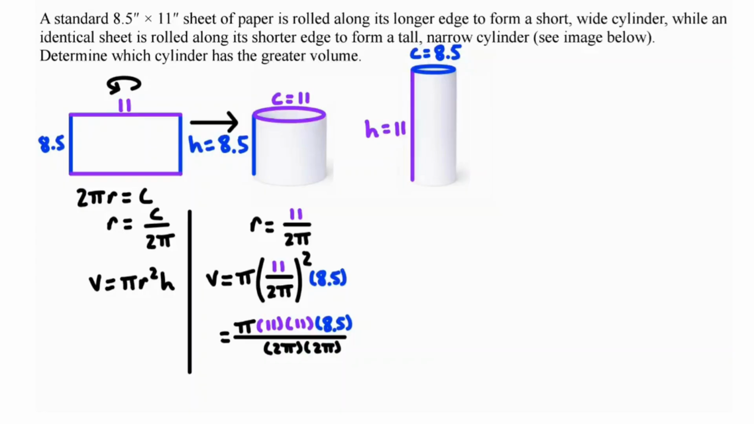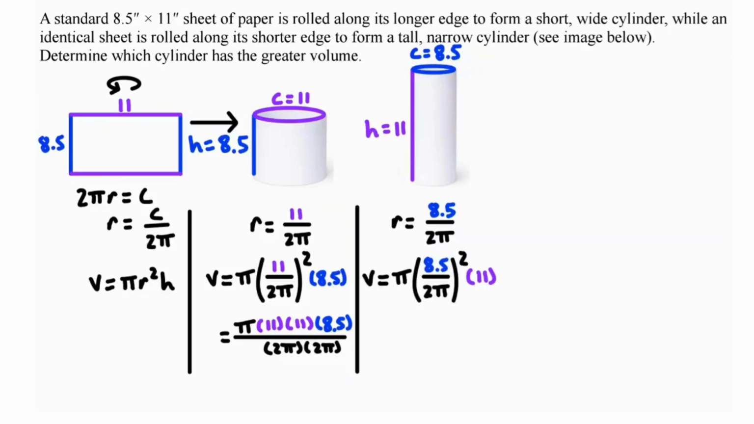Let's find the volume of the second cylinder. We'll do the same thing. Radius equals the circumference, 8.5 divided by 2 pi. Its volume is going to be pi times the radius, 8.5 over 2 pi, quantity squared, times the height, 11. Expand this out, and we get pi times 8.5 times 8.5 times 11 divided by 2 pi times 2 pi.